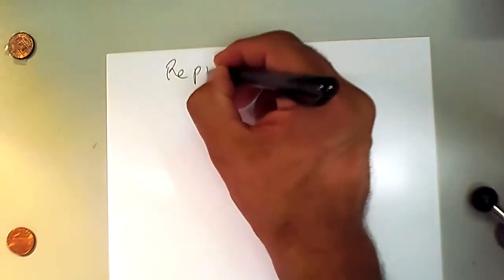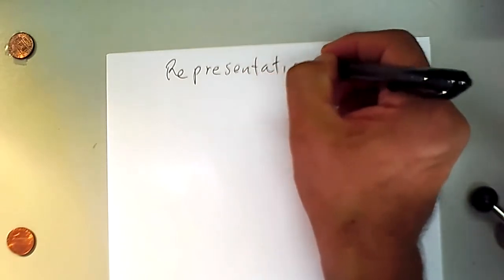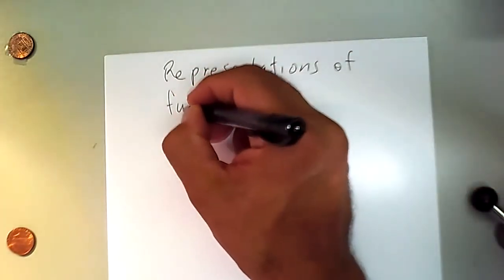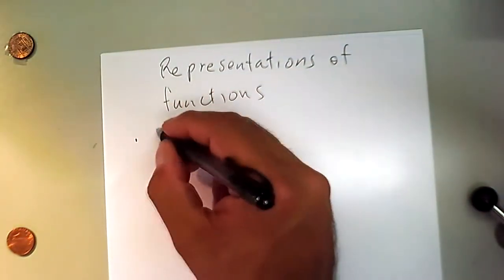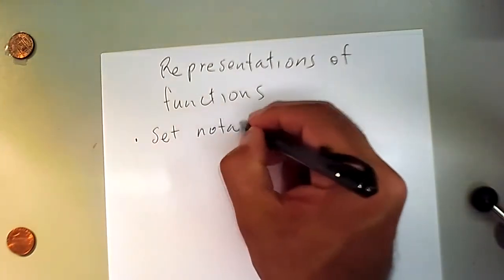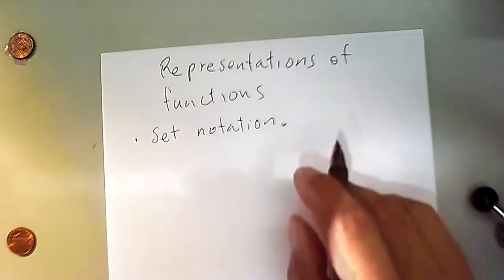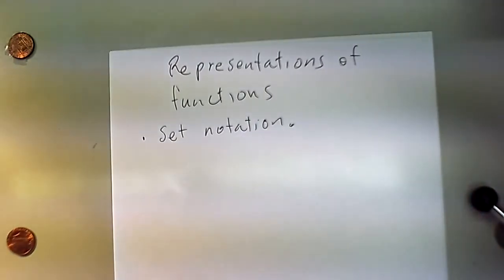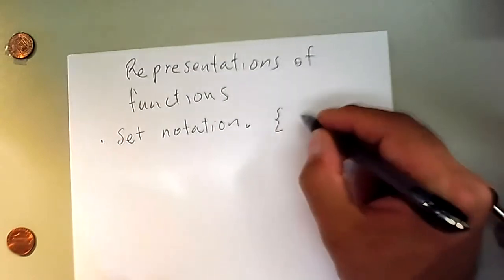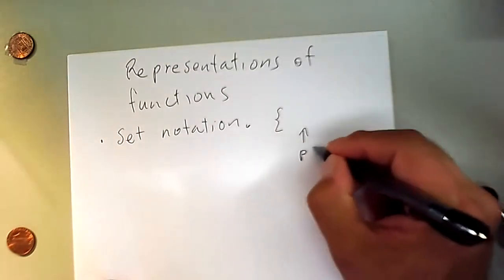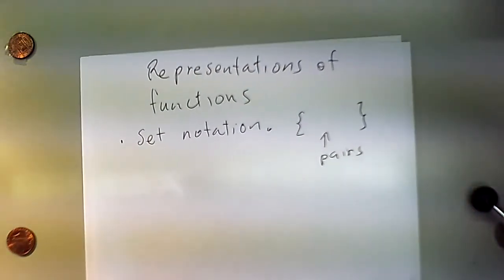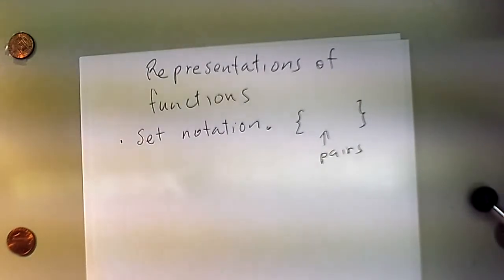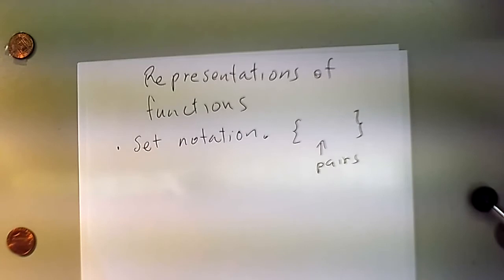All right. So now let's move on to representations of functions. First we have the basic set notation, and the examples are the A, B, and C that we just did. So we just put the pairs between the brackets, and that's it. If you have only a few of them, 4, 5, even 10, we can do that. That's not too much of a big deal.